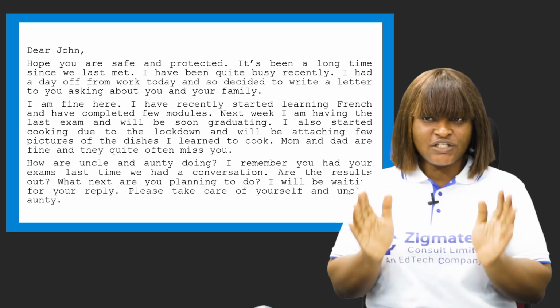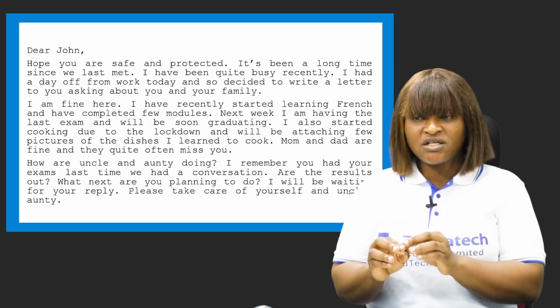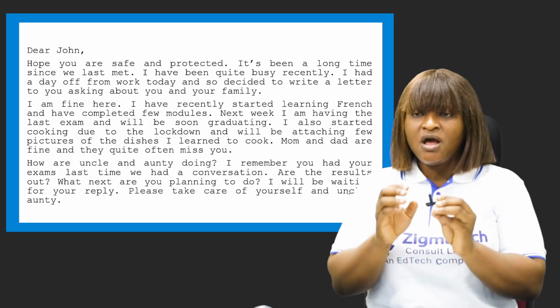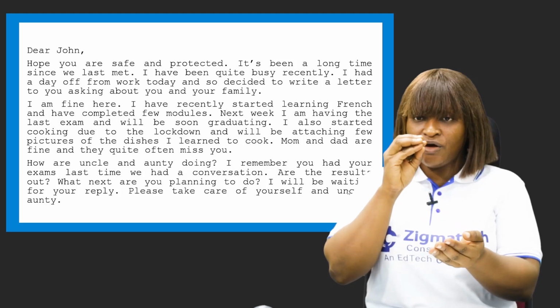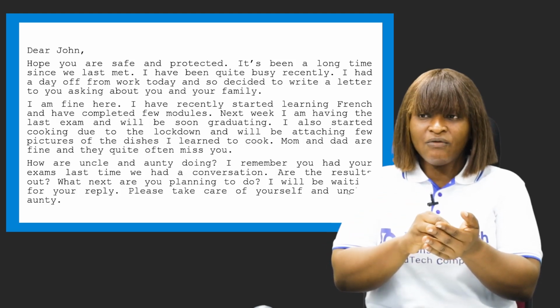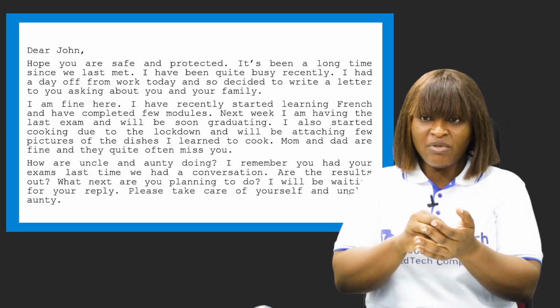After the salutation is the body of the letter. Remember when we looked at the body, we first of all looked at the introduction. We said there must be an introduction. And your introduction is that aspect that talks about the greetings, inquiring of the person's well-being and that of his or her family.